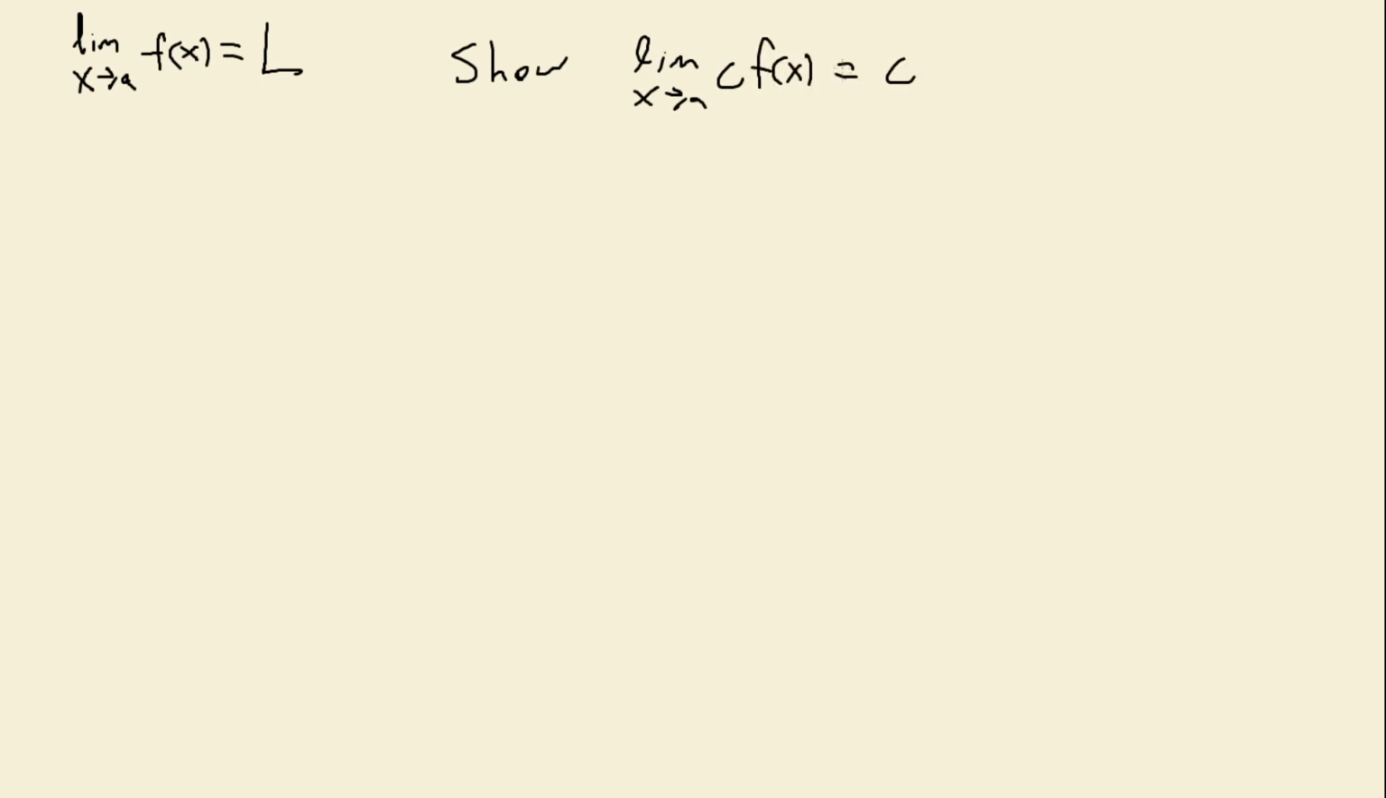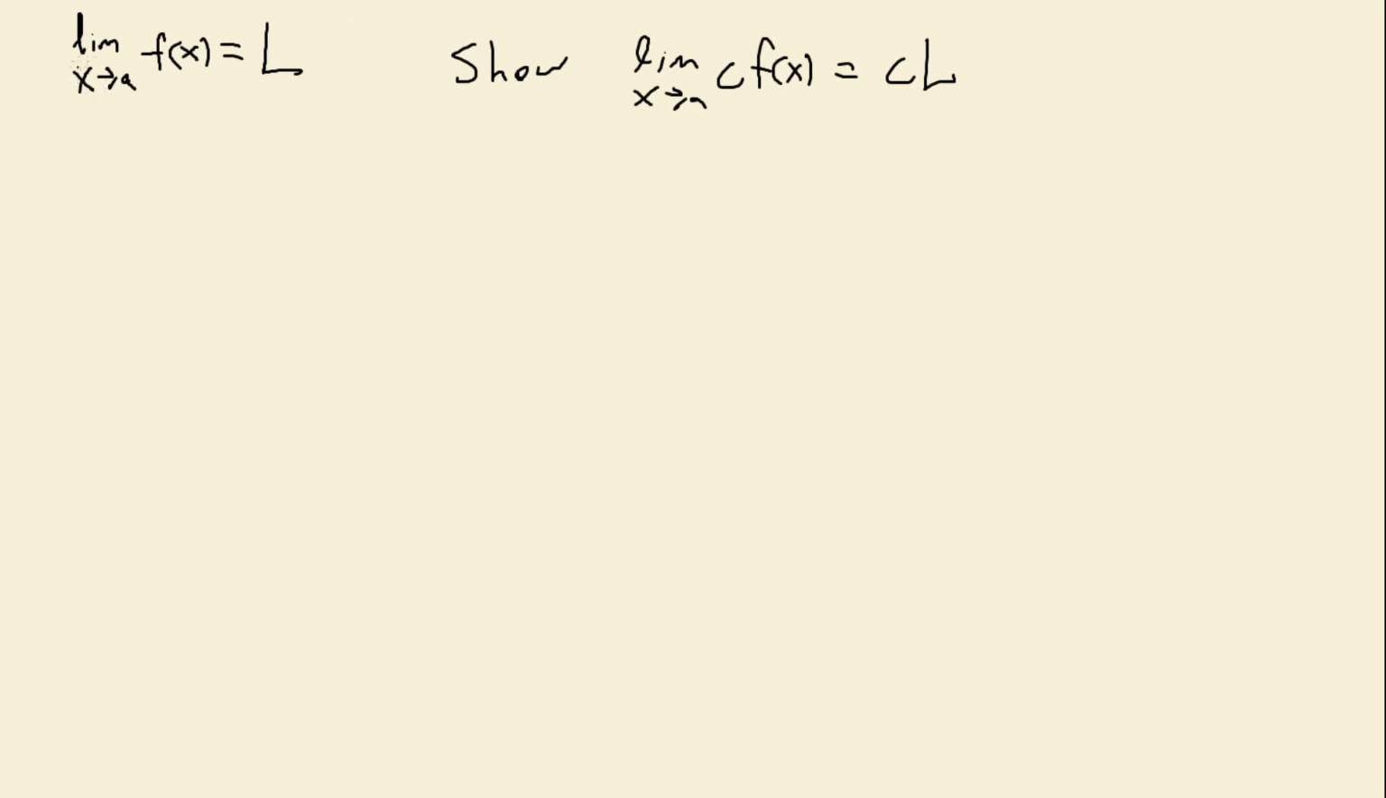Now we should move into some real properties that take some proving. So let's imagine that we have a limit given, and we know that the limit as x approaches a of f of x is equal to some value L. We know that this is true. This is assumed. We want to show that the limit as x approaches a of c, which is just any constant, times f of x, is equal to c times the limit of f of x, which we established is L.